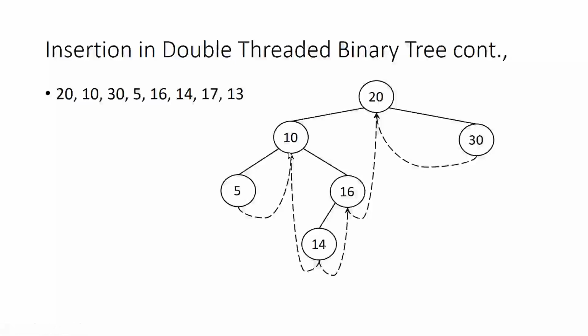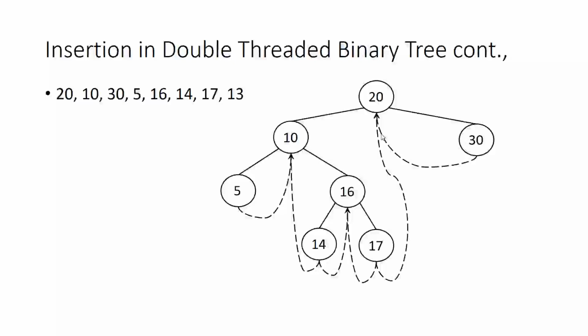Then next 17. 17 is greater than 16, so it should be inserted as the right child. But a right thread already exists. So what do we do? The right thread of 16 will become the right thread of 17, and the left thread will be connected to 16 because 16 comes before 17 in the in-order traversal. Okay. So 17 is the right child of 16, and you can observe the left thread of 17 is connected to 16 and the right thread of 17 is connected to 20, because the right thread of 16 was connected to 20. Now you can remove the right thread of 16 which is connected to 20. This will be the updated one.